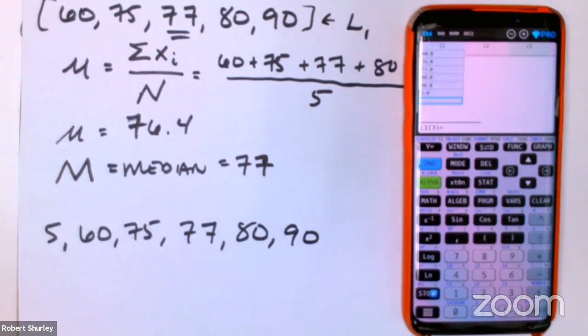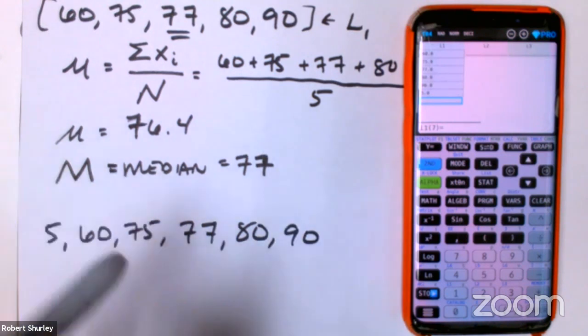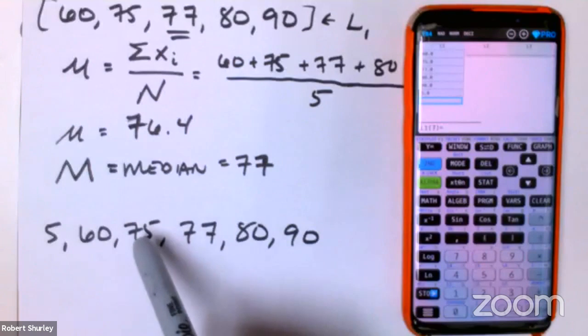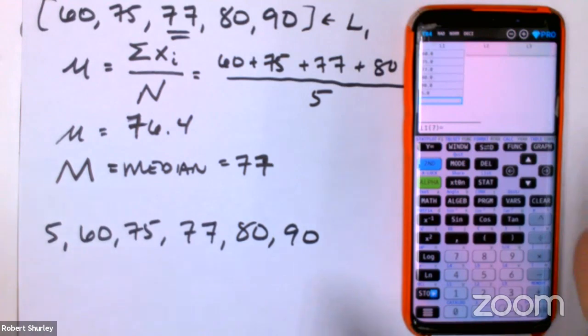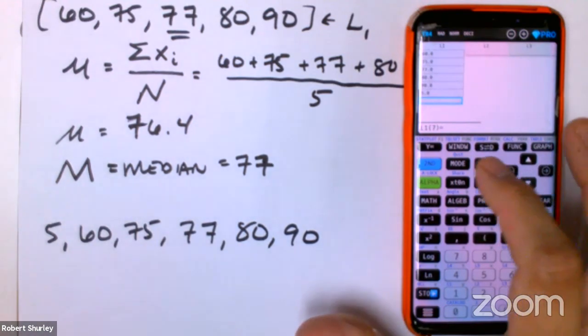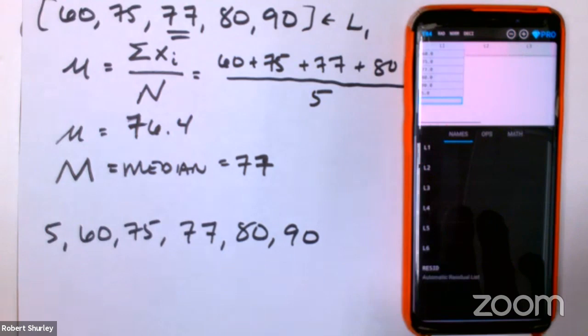So I've got one more. So now I have a population of 6, instead of 5. Now, look, I'll tell you, my median now is going to be 76, because you take the average of the middle two numbers. But let's do that again. So now I'm going to go back through. I'm going to go to second stat. Oh, actually, no.